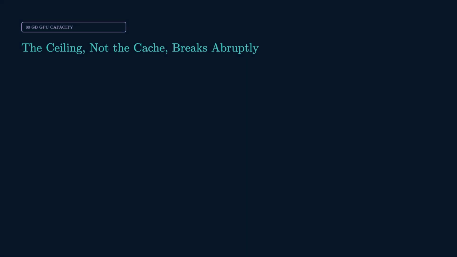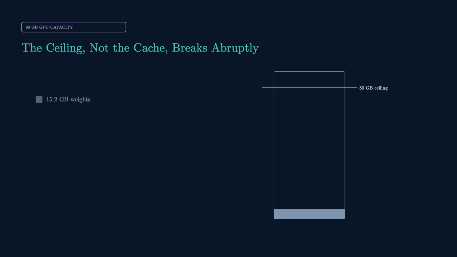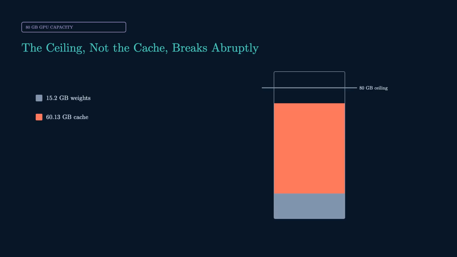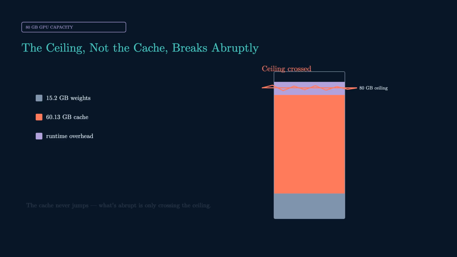Stack that on an 80 gigabyte GPU. 15.2 for weights, 60.13 for cache, plus runtime overhead, and you've cracked straight through the ceiling. But notice, the cache never jumped. It grew smoothly the whole way. The only abrupt thing here is crossing the line. Same shape of crash the previous video opened on.